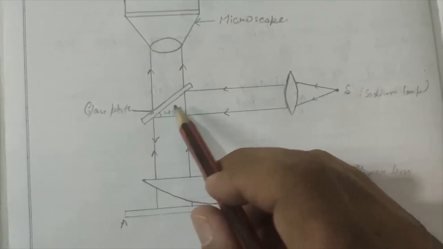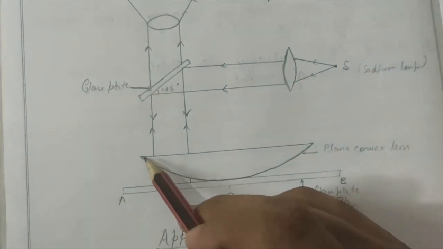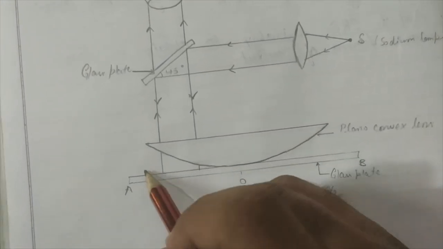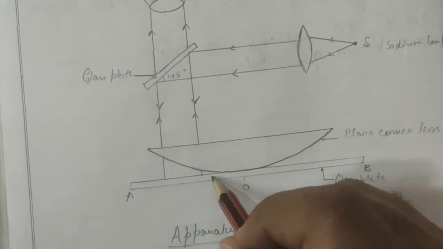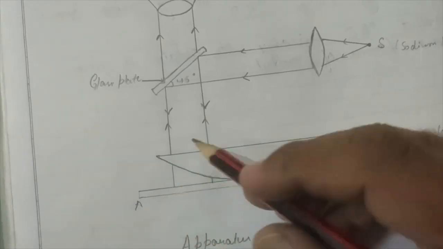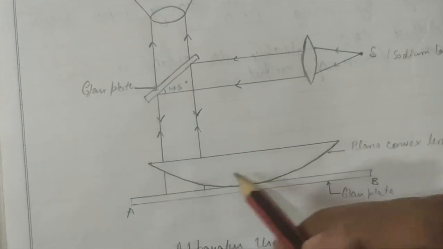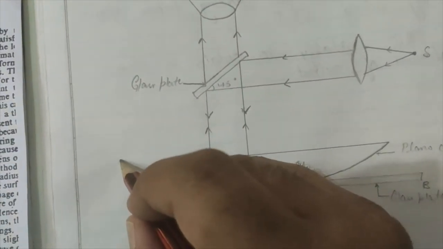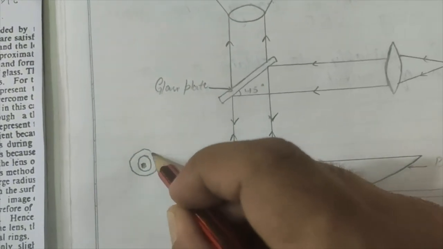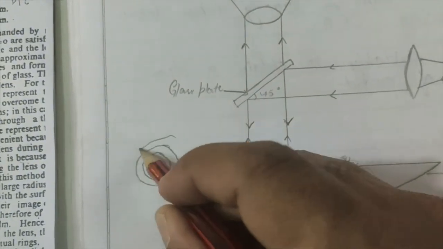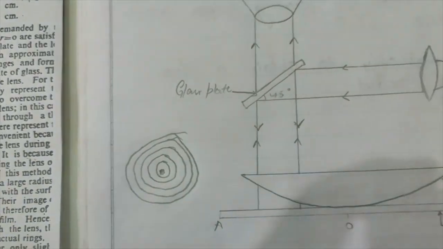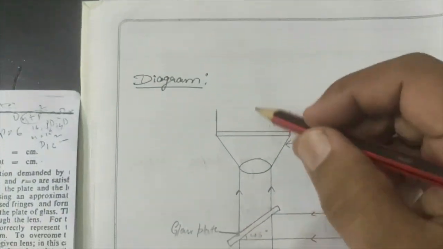the parallel light falls on this and then comes here, and this is my plano convex lens. Between this glass plate and the lens there is an air film, and as we move from the center towards the edge, the air thickness goes on increasing. Here the interference takes place, and because of that we get the formation of rings, like this is the dark one, then the bright one, then dark again. This kind of fringe you will get, white and black rings, which you will see with the help of the eyepiece.